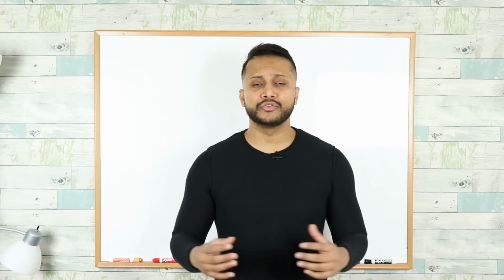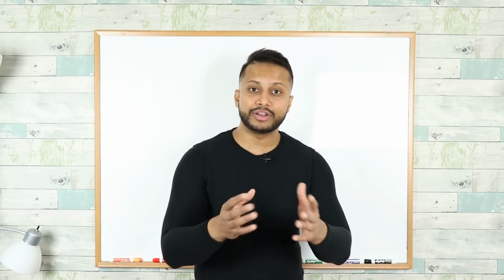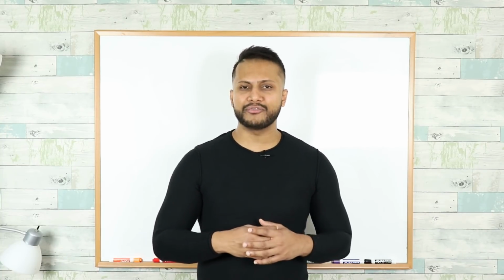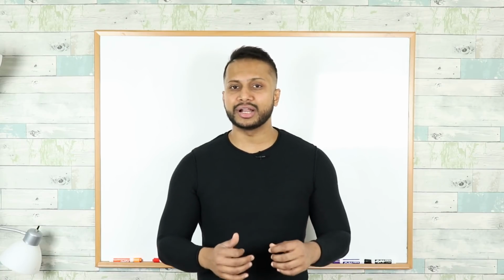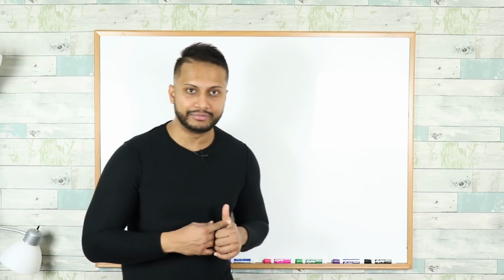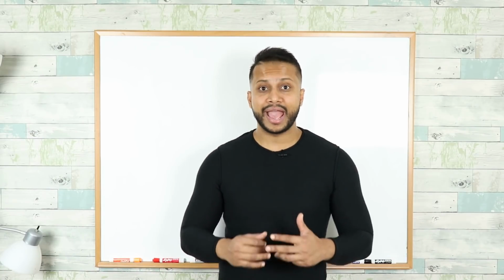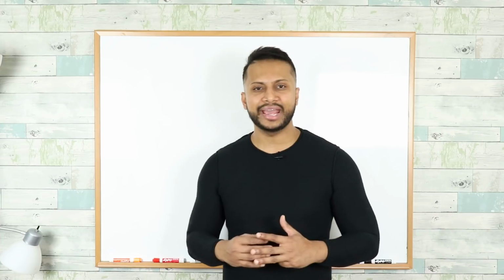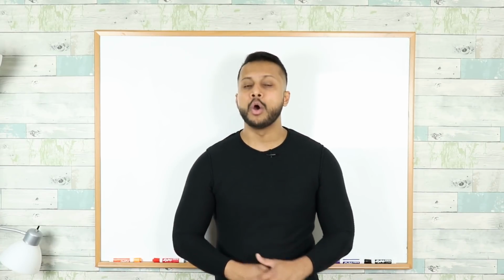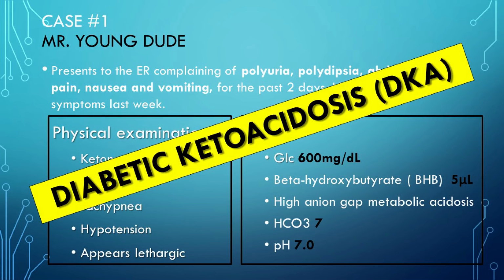And then on labs, you find out he's actually got a very high blood glucose level, about 600. And apart from that, you also find out he's got an elevated beta hydroxybutyrate level. His pH is 7.00, he's severely acidotic, and he also has a high anion gap metabolic acidosis. When you put all these things together, what do you have? You have a condition called diabetic ketoacidosis.